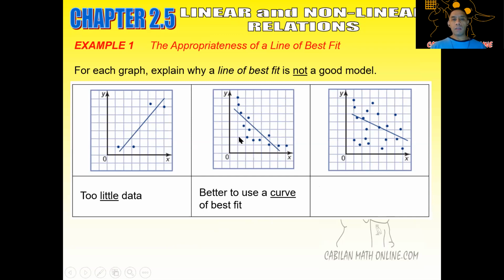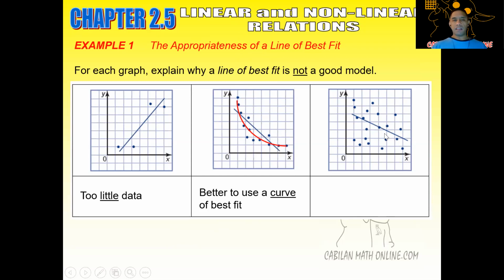So as long as you connect the points with a smooth curve that goes through at least most of them, or you have an even number of points above and below the curve, just like that, that would be an example of a curve of best fit. So in this case, as I said before, the line would be an inappropriate use for it. A better way to represent this data would be a curve.